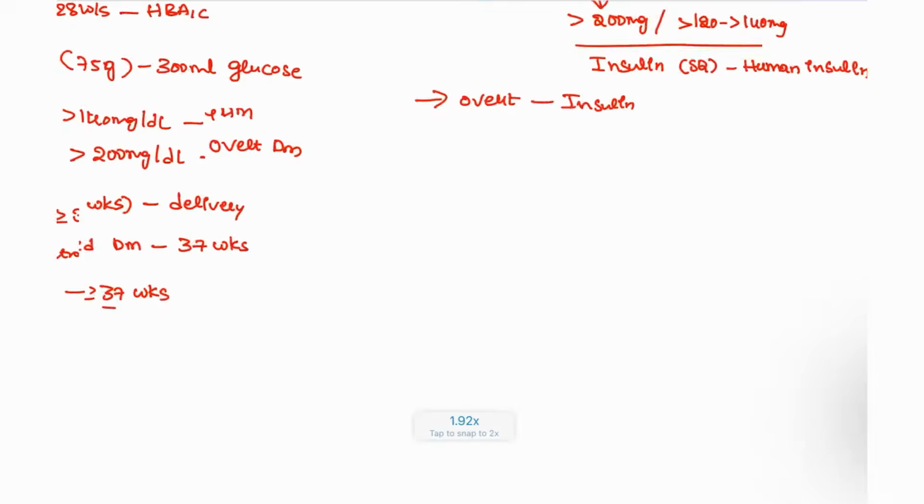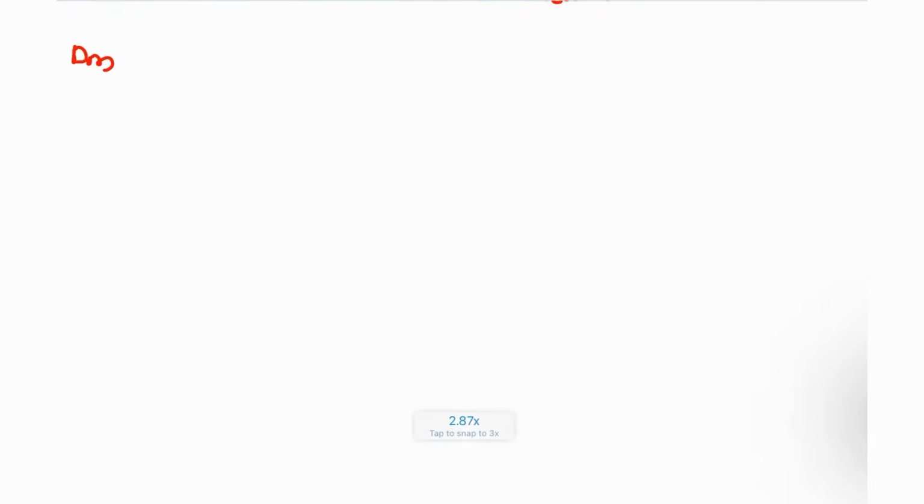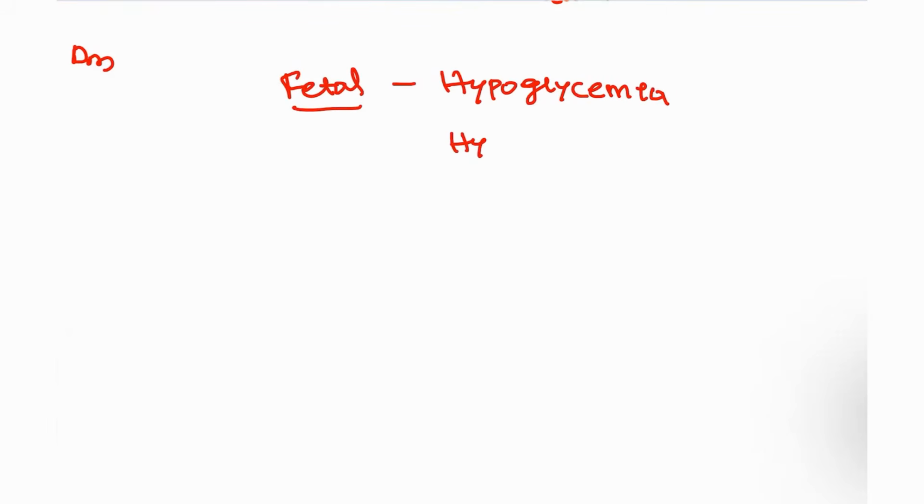Next, coming to the complications. What are the complications seen in the fetus? In the fetal complications, usually if the mother has hyperglycemia, immediately after birth the baby will have hypoglycemia. The baby will also have hypokalemia, hypomagnesemia.